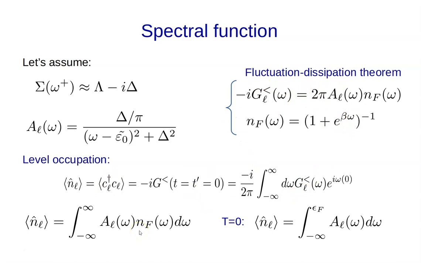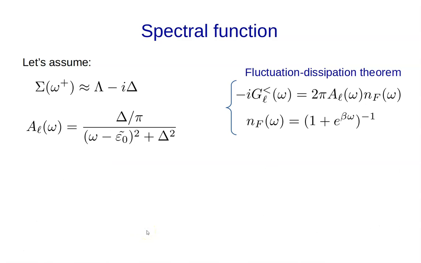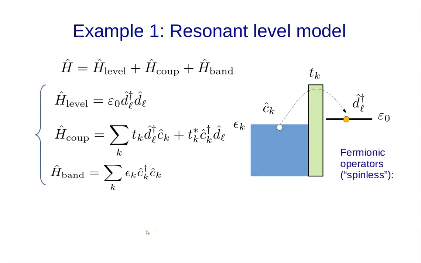All right, so next class we're going to look at a more realistic model, which is the Anderson model, which will involve interactions in this level, and we'll see what comes about when we add interactions here, interactions and spin.